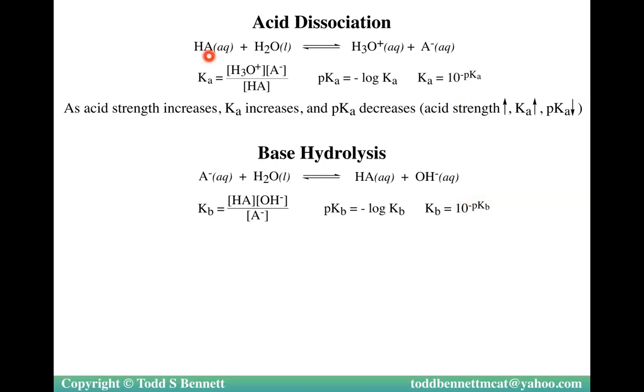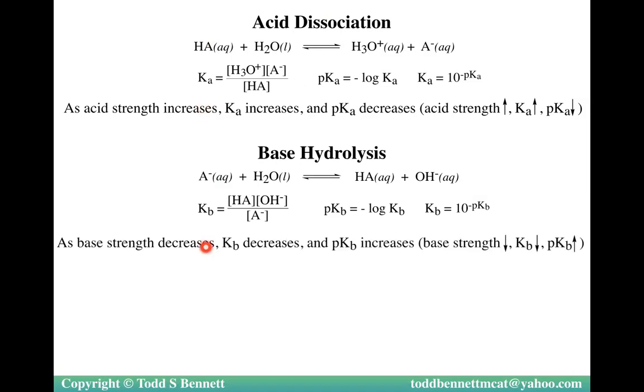If the acid is stronger, if HA can go forward and generate A minus, that means A minus must be weaker. So if the acid gets stronger, the conjugate base gets weaker. So if the acid strength goes up, the base strength goes down. If the base gets weaker, we have a smaller numerator, so Kb goes down. Because it's a negative sign, if Kb goes down, pKb goes up. So these all relate to one another. Stronger acid has a weaker conjugate base. Larger Ka corresponds to a smaller Kb.